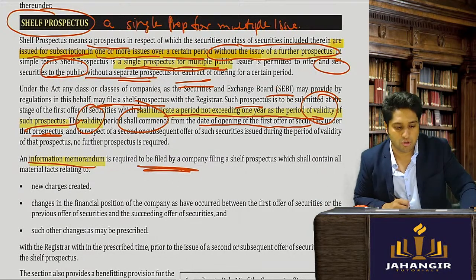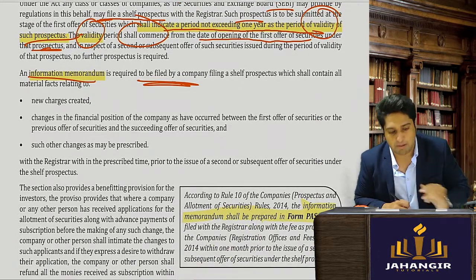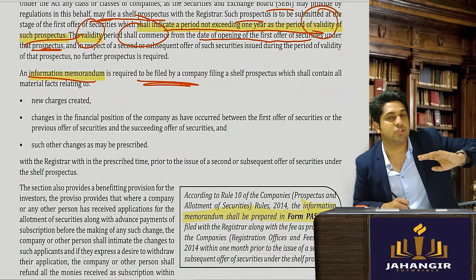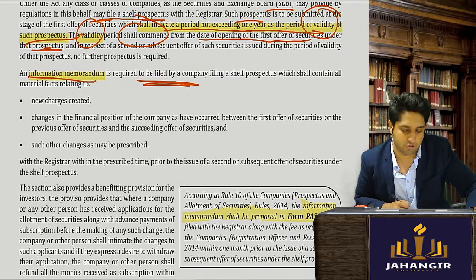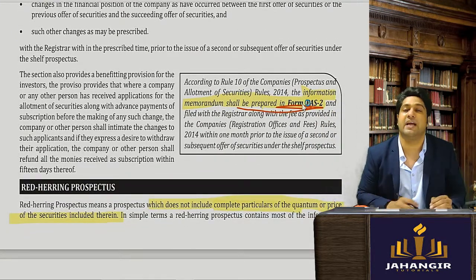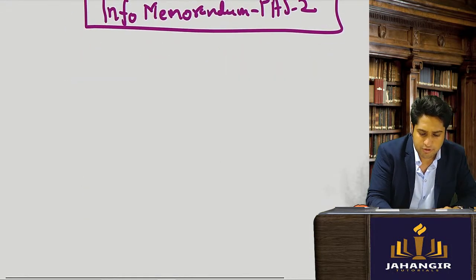As I told you, you don't have to file a prospectus, but at least inform in an information memorandum. Prospectus requires approval. Information memorandum just needs to inform and issue. So the information memorandum shall be prescribed in PAS 2. Now with that, it brings me to the form numbers.